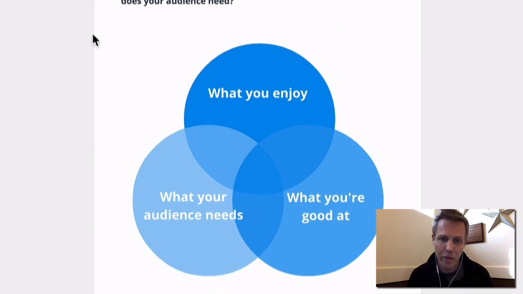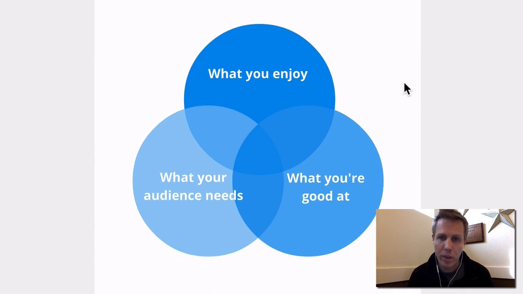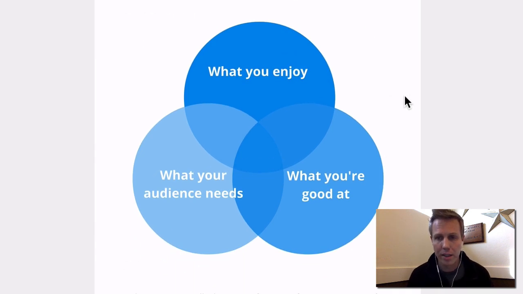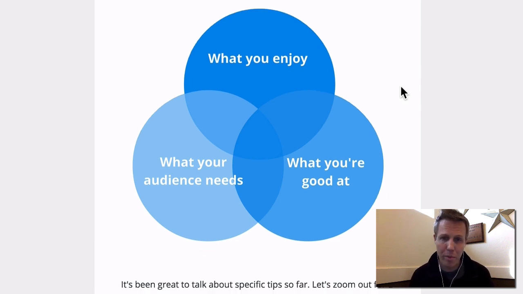We have a cool Venn diagram that we put together. We use this at Buffer for determining the things that we personally enjoy contributing to the Buffer team. Within the Venn diagram, there are three different parts: what you enjoy, what you're good at, and what your audience needs. For Buffer, we tend to say what Buffer needs for the moment.